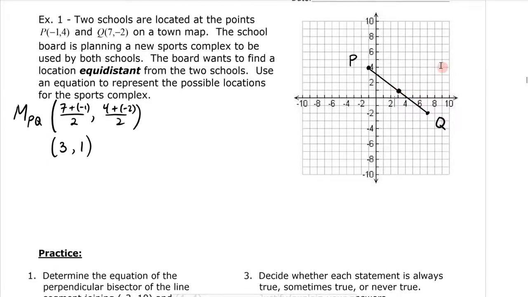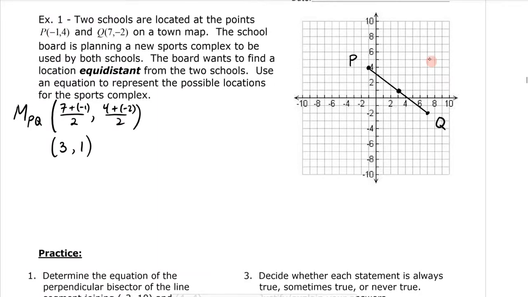Okay, now I need the slope. Now first of all, the midpoint itself is equidistant. So that could be a possible location for the sports complex. But if I drew a perpendicular bisector, every point on that perpendicular bisector would also be equidistant to either P or Q. So I need to have the equation of the perpendicular bisector, and that's the equation that represents a possible location for the sports complex.